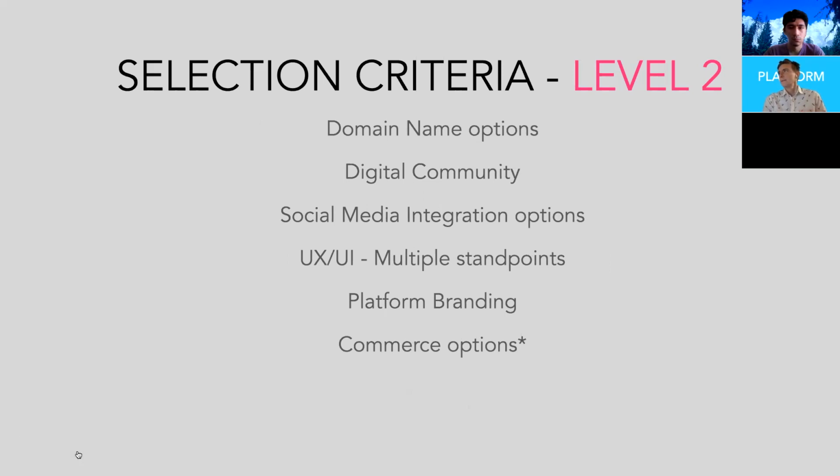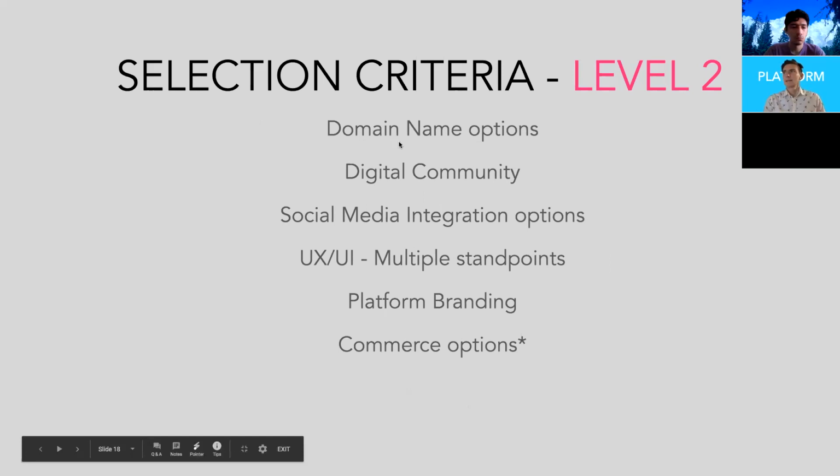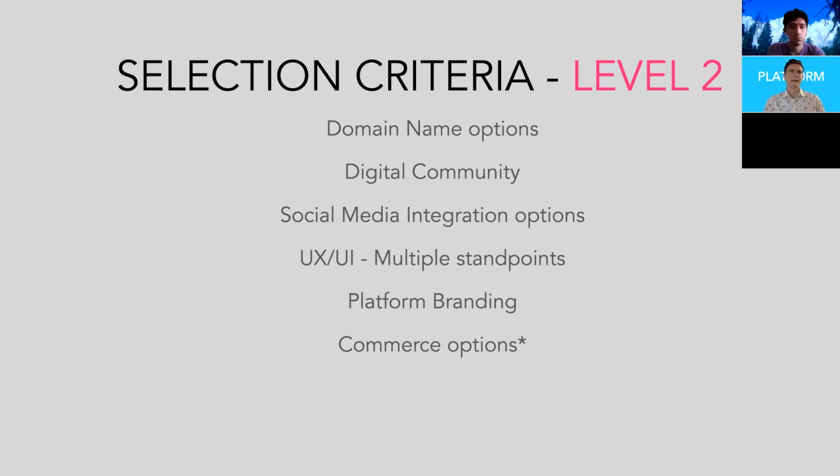And then level 2 criteria, these are things like domain name options. These are other things you want to think about, how easy it is to add on your own domain name, how much more expensive that might be. The digital community, especially with these different platforms, how many of the users gather together.